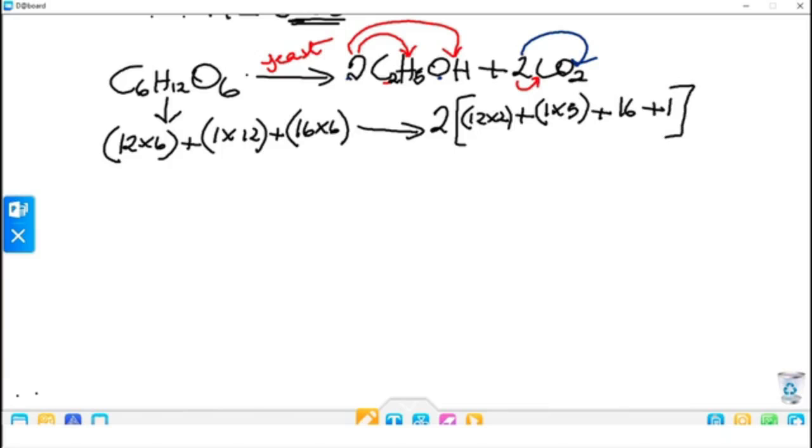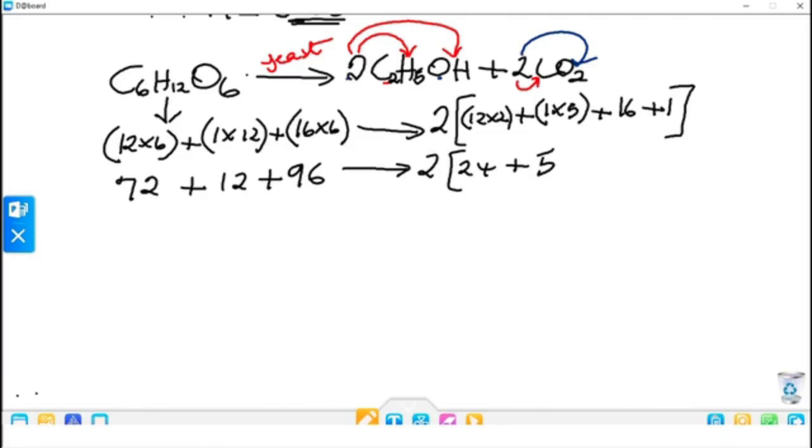Now 12 times 6 is 72. That gives us 72. Plus 1 times 12 is 12. Plus 16 times 6 is 96. And this is against 2 into 12 times 2 is 24. Plus 1 times 5 is 5. Plus 16 plus 1.